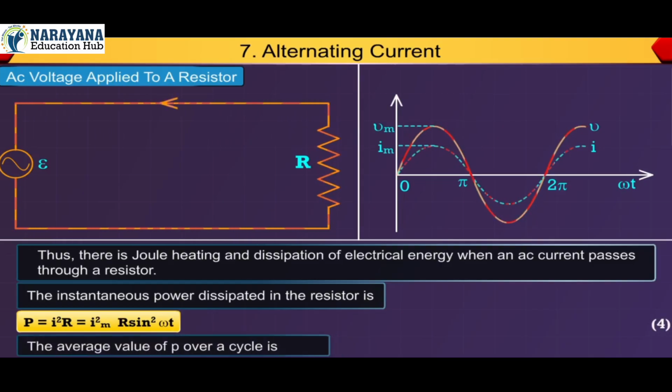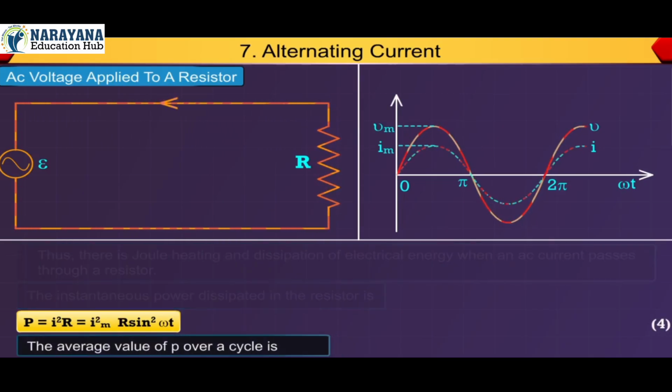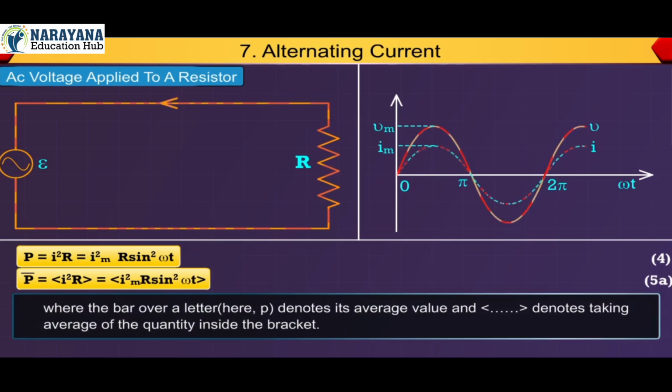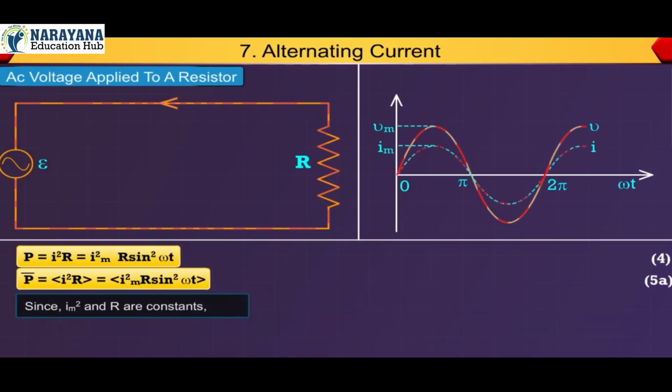The average value of P over a cycle is P̄ = ⟨I²R⟩ = ⟨Im²R sin²ωt⟩, equation 5a, where the bar over a letter, here P, denotes its average value and the angle bracket denotes taking the average of the quantity inside. Since Im² and R are constants, P̄ = Im²R ⟨sin²ωt⟩, equation 5b.